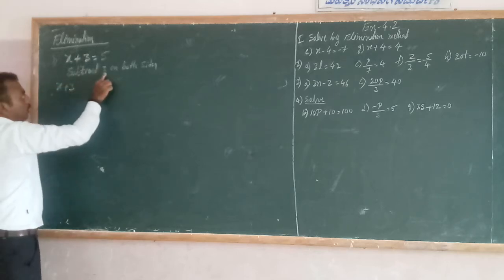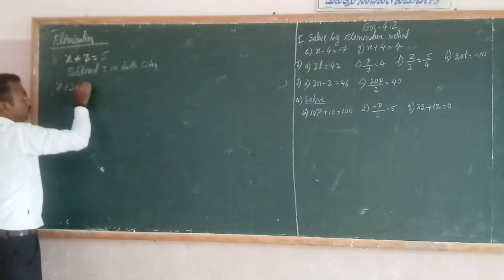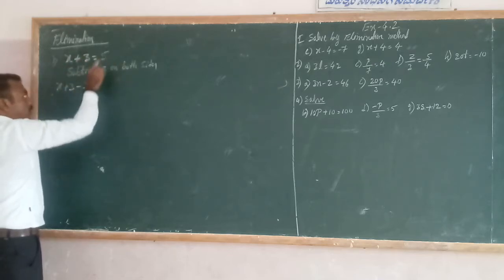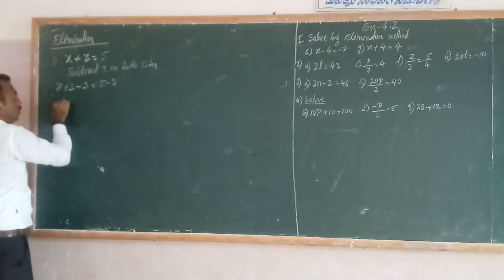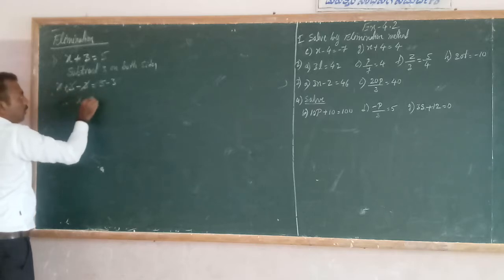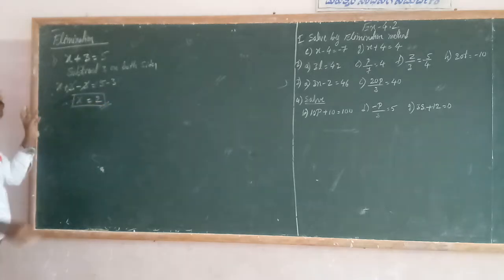So what do we subtract? 3, with the subtraction sign minus. That's why minus 3. What we subtract on the LHS, we must also subtract on the RHS. So 5 minus 3. Now x plus 3 minus 3 gets cancelled, students. What remains is x. 5 minus 3 becomes 2. The value of x is 2. Very simple. This is very simple to solve by the elimination method.